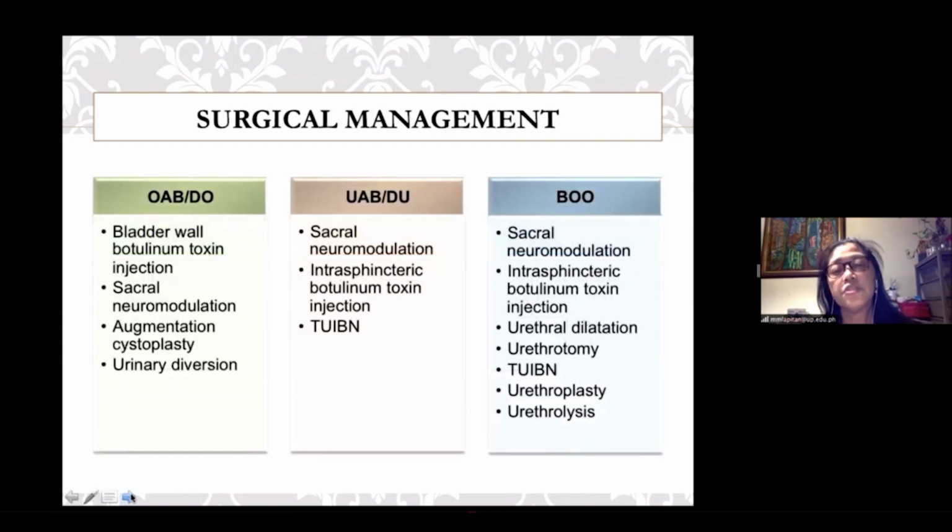Now, in terms of surgical management, as you will note across the three conditions, sacral neuromodulation and botulinum toxin injection may be used. This highlights the neurologic pathophysiologic mechanisms that underlie these conditions.